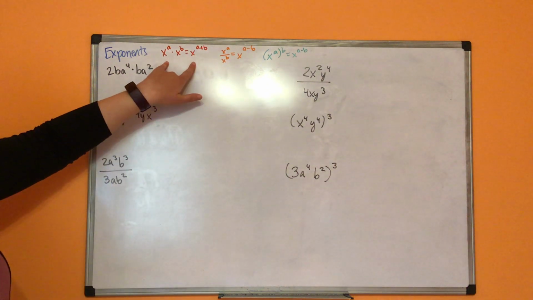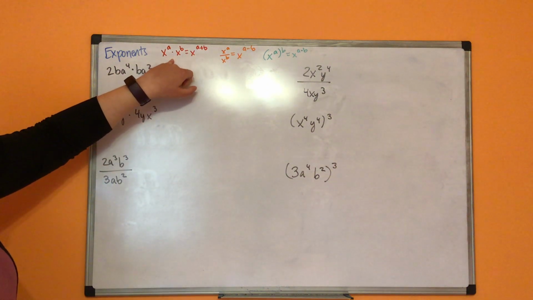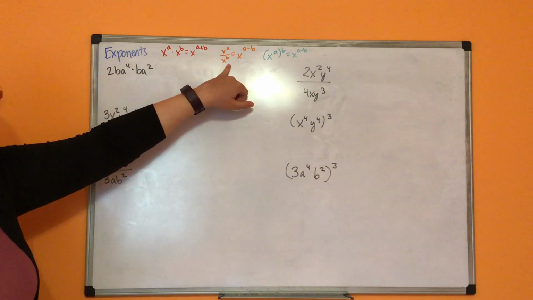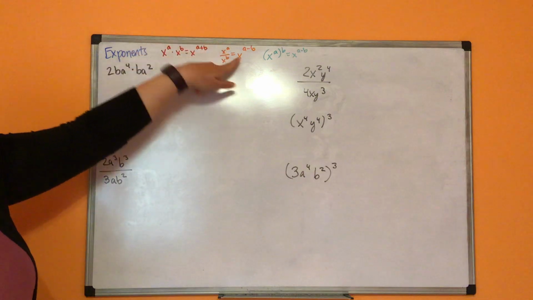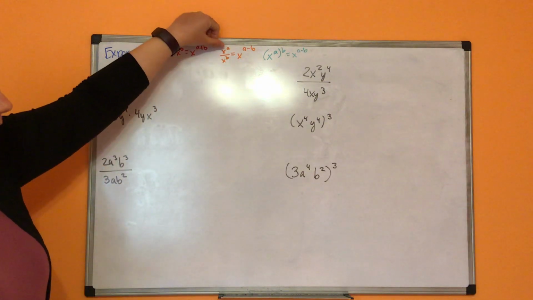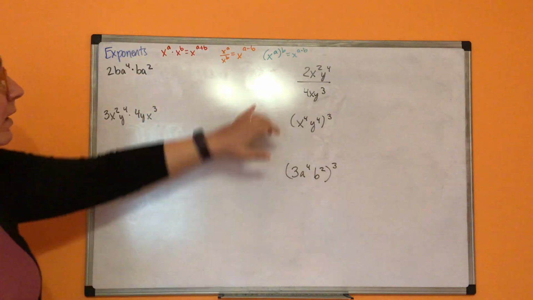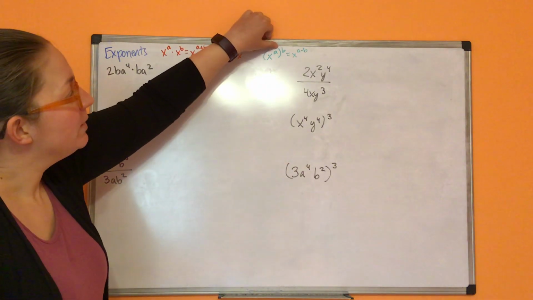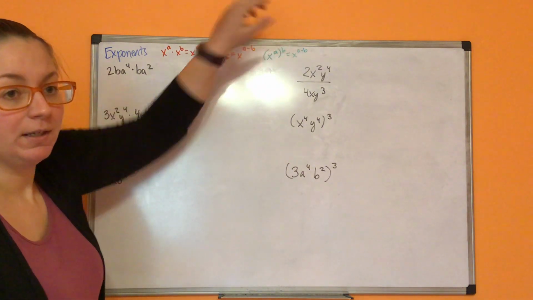The red one, the product rule. When you multiply two things with the same base, we add the exponents. This orange one is the quotient rule. When I have division, I subtract the exponents, top exponent minus bottom exponent. And the green one, which is my favorite, power over power rule. Inside exponents and outside exponents get multiplied together.